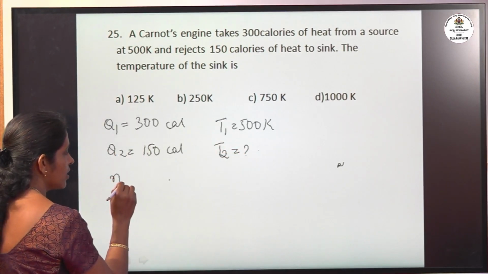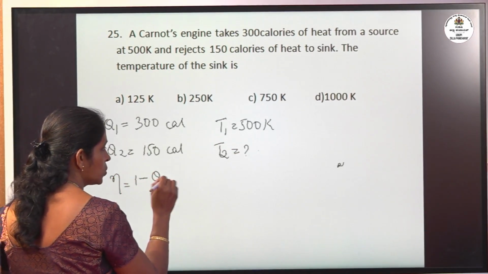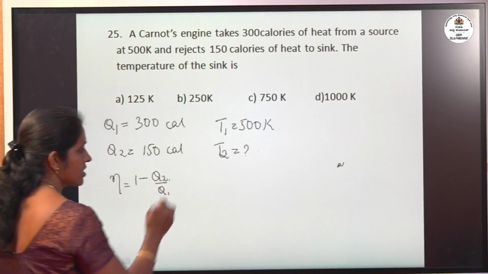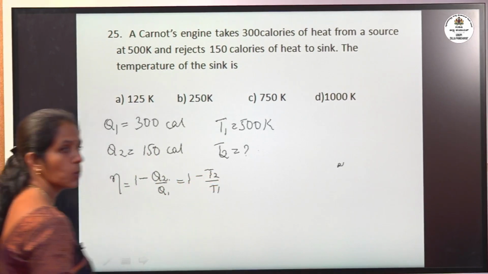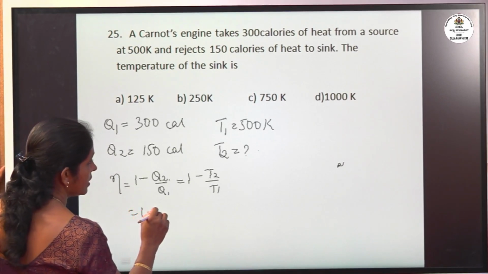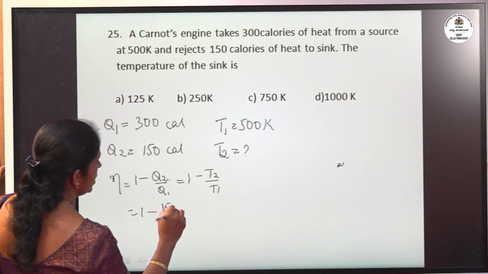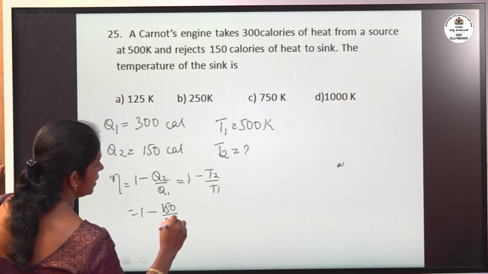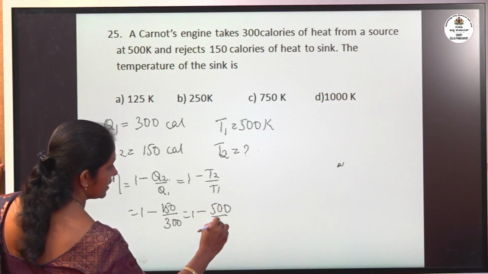We have the equation for efficiency. Efficiency is 1 minus Q2 by Q1. This is also equal to 1 minus T2 by T1. So, 1 minus Q2, which is 150, divided by 300, is equal to 1 minus T2 by 500.